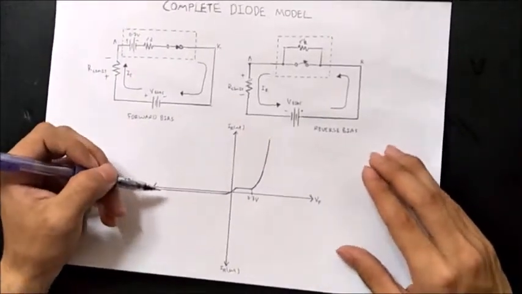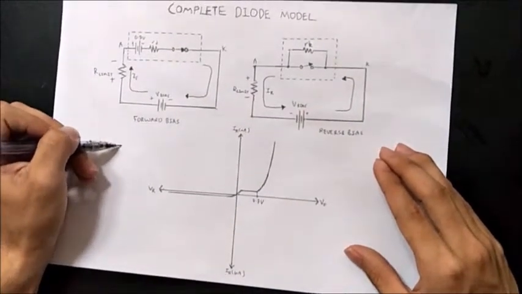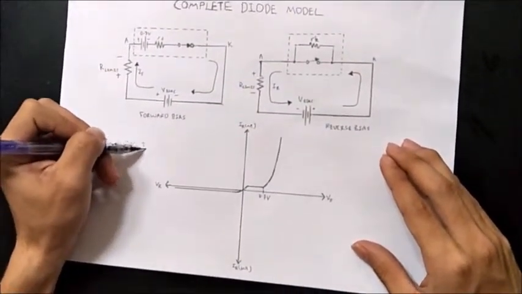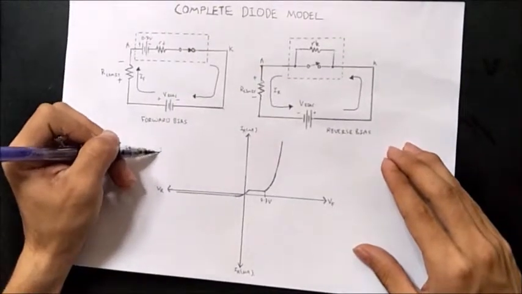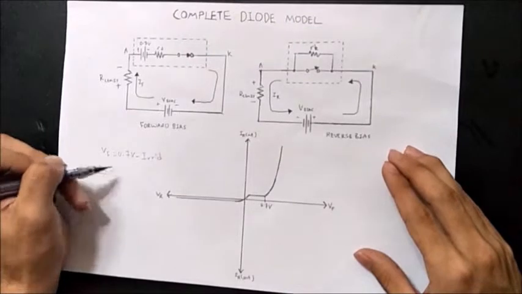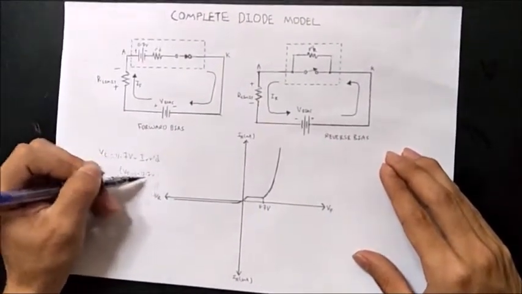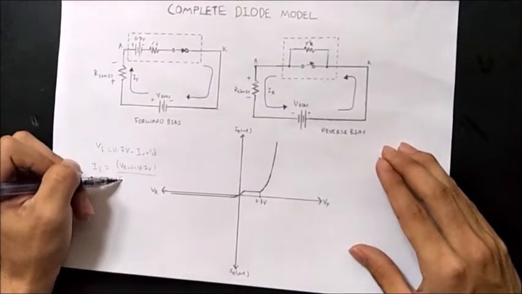So, the forward voltage for a complete diode model is 0.7 volt plus forward current times dynamic resistance, while the forward current equals the bias voltage minus 0.7 volt, over resistance plus dynamic resistance.